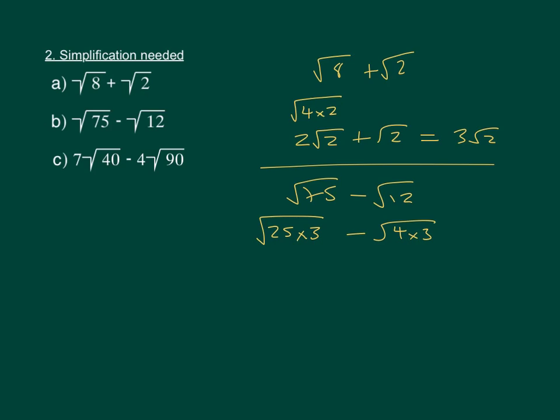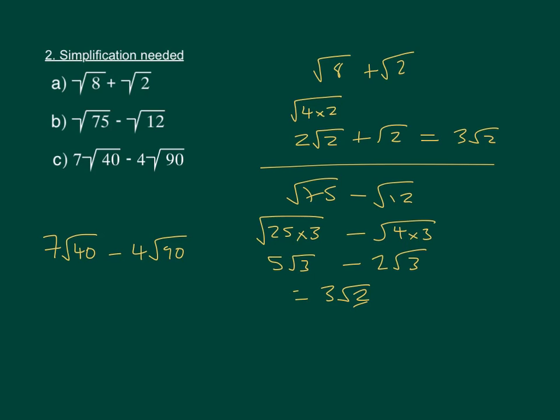which we can simplify. So this is 5 root 3, and root 4 is 2 times root 3, which gives us an answer of 3 root 2. Sorry, root 3. Because 5 minus 2 is 3, so 5 root 3 minus 2 root 3 leaves us with 3 root 3. And then the final one, 7 root 40 minus 4 root 90.